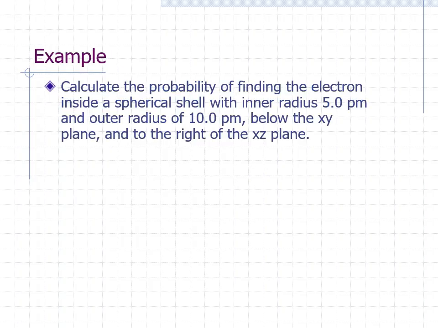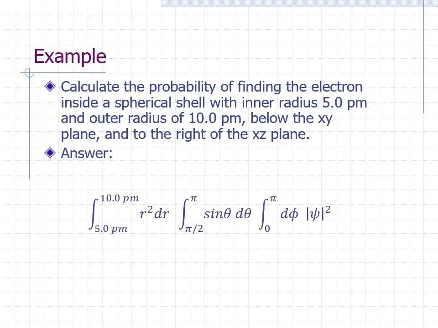Let's look at an example. How would you calculate the probability of finding the electron in a spherical shell with an inner radius of 5 picometers and an outer radius of 10 picometers below the xy plane and to the right of the xz plane? Here's the answer. We integrate the absolute value of psi squared with respect to phi from phi equal to 0 to phi equal to pi.